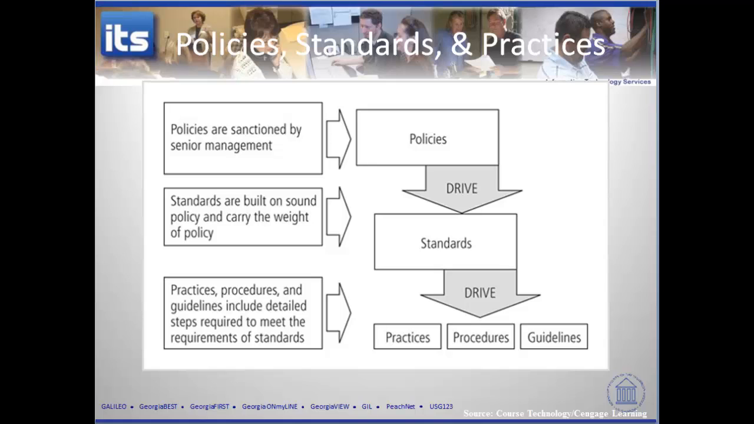So that's really what you find in the policy. You're establishing who's responsible, and you're establishing the authority of who can write the standards, with the understanding that those standards carry the weight of policy. Again, looking at USG, University System of Georgia, our standards around IT are captured within an IT handbook. So that IT handbook takes the policy and then starts to implement that.